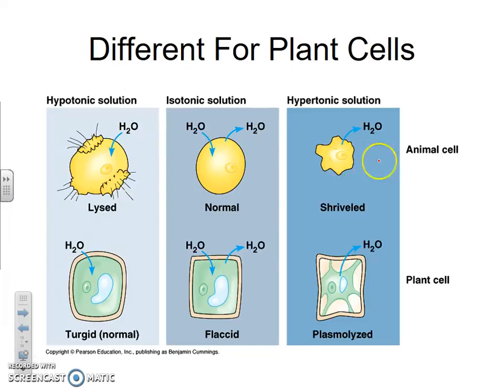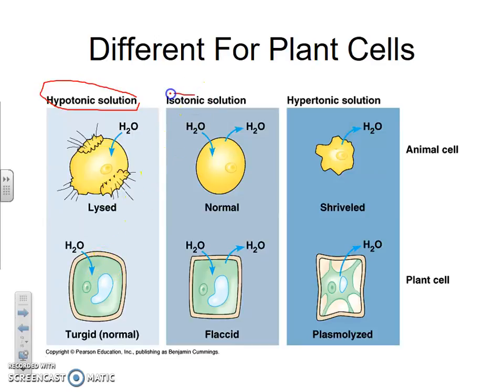Here is the summary for what happens to the different cells in different environments. We'll go through each solution and see what happens. In a hypotonic solution, there's less stuff on the outside, so more water moves into the cell because there's less stuff, which means more water on the outside. So less stuff, more water. Water moves in. This will cause animal cells to burst sometimes or swell. And this is what plant cells like. It causes their vacuole to fill with water, and they become turgid, which is what's known as turgor pressure, which we're going to discuss on Monday.